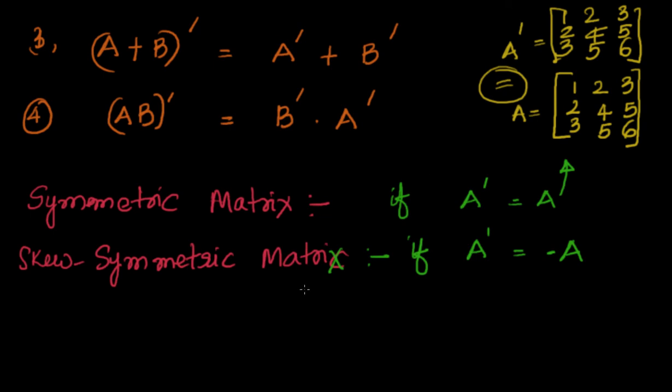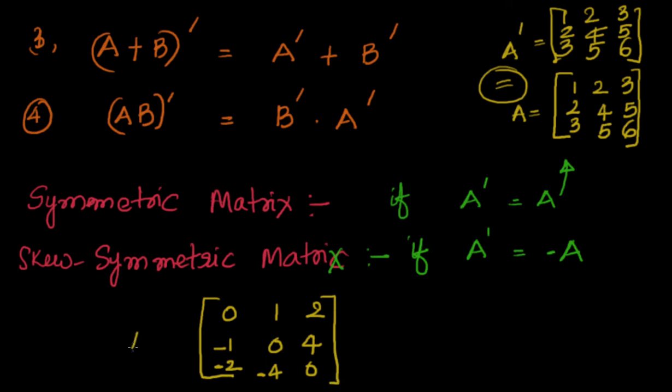Well, let's look at one example of a skew symmetric matrix. Let us take a matrix with rows 0, 1, 2; minus 1, 0, 4; minus 2, minus 4, 0. Let us say this is the matrix A.